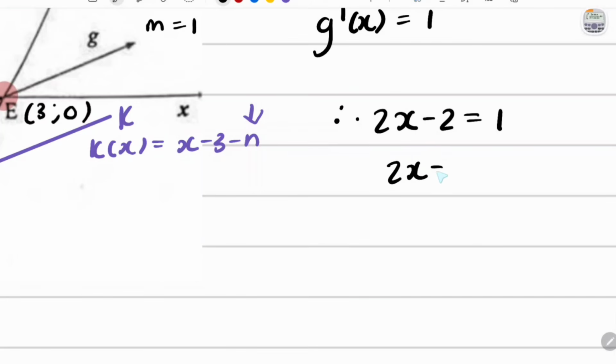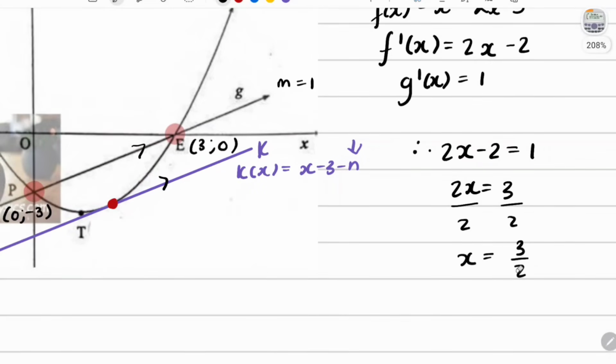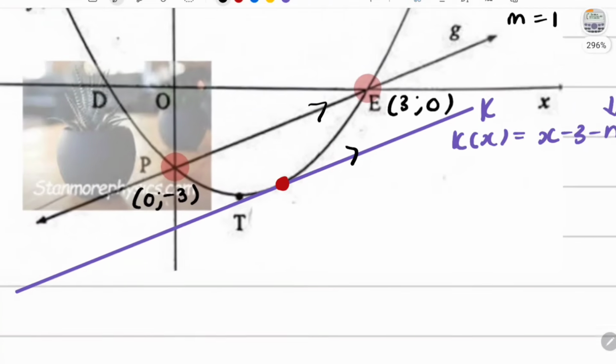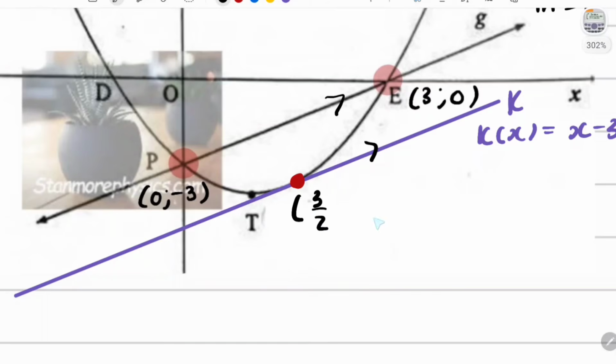Okay, so 2x is equal to 1, we leave 1 there, take the negative 2 over, it becomes a positive 2. 1 plus 2 is 3. And then divide both sides by 2. x is equal to 3 over 2. So this is the x value for which their gradients would be exactly the same.